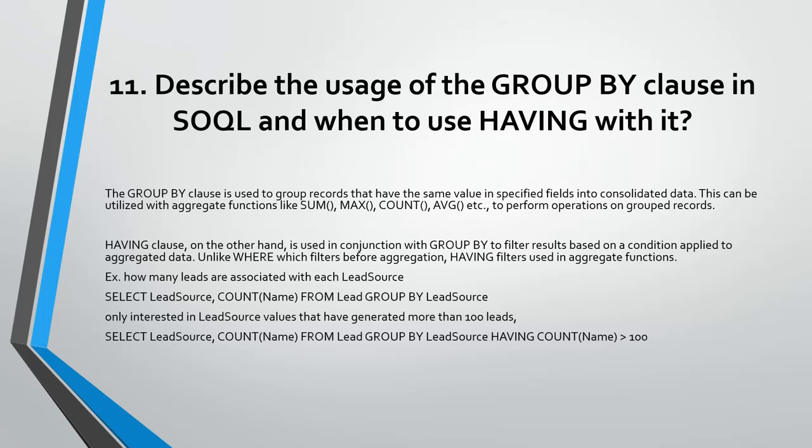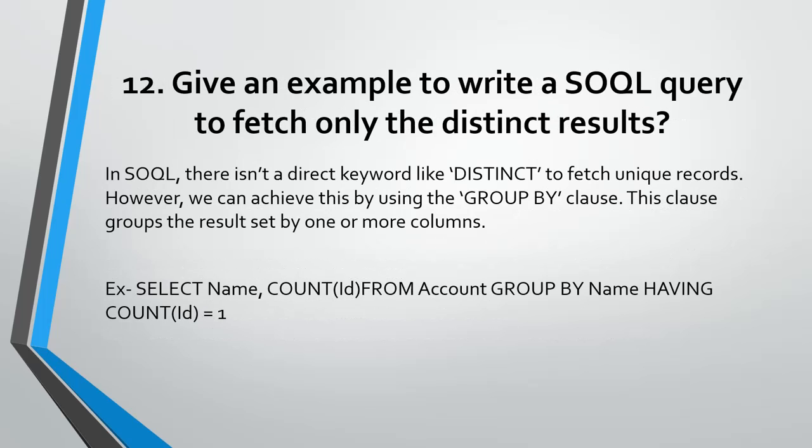Example: how many leads are associated with each lead source. So select lead source, count, specify the field name, from lead group by lead source. If we are interested in lead source values that have generated more than 100 leads, then we can use the having clause. So select lead source, count name from lead group by lead source having count name greater than 100. Okay.